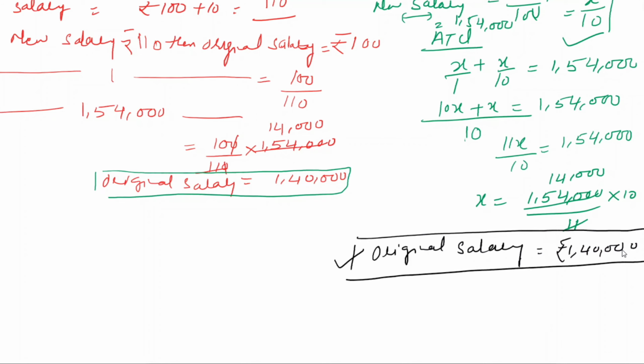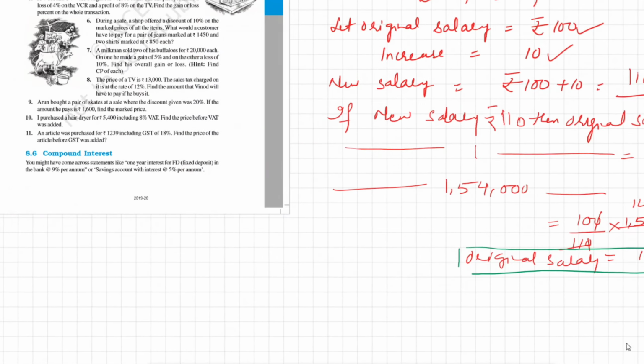I hope you have understood this question, and both ways. Generally what I tell my students is that you start with the first way because this is the progressive way. But if the students are not getting it, and they find this way easier, they can solve the question by this method also. Now in continuation, we'll take the second question.